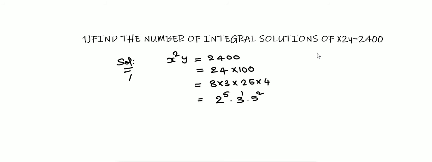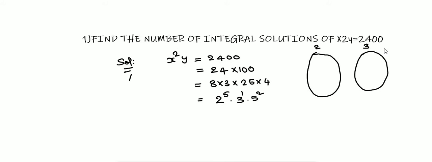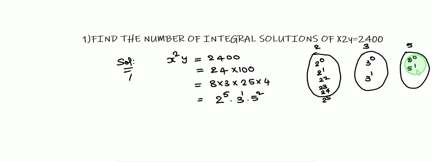So in this regard, I can make it into three groups. This is first group, which is regarding 2. Second group is regarding 3. Third group is for 5. The possible factors of 2 are 2 power 0, 2 power 1, 2 power 2, 2 power 3, 2 power 4 and 2 power 5. And 3 power 0, here 3 power 1. Coming to third group, 5 power 0, 5 power 1, 5 power 2.